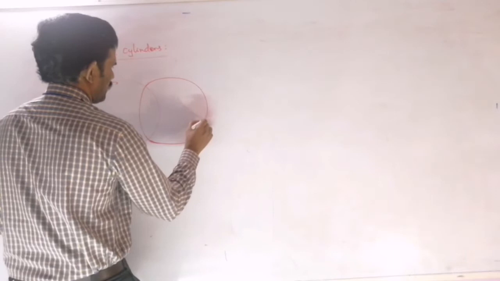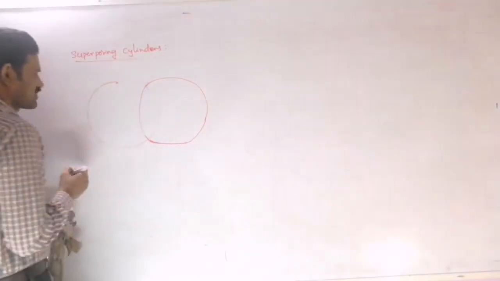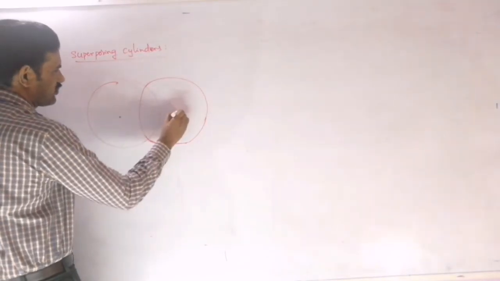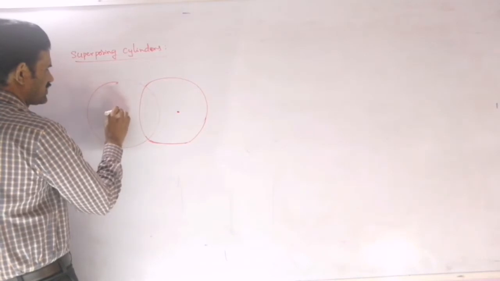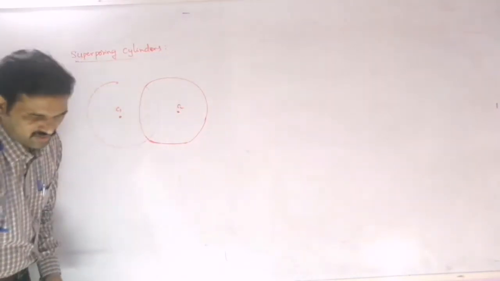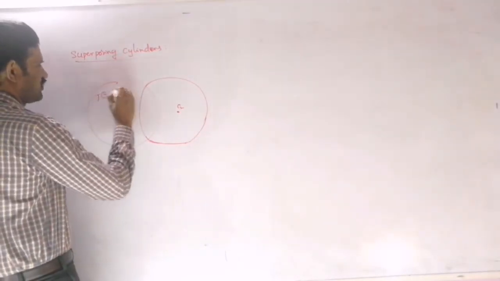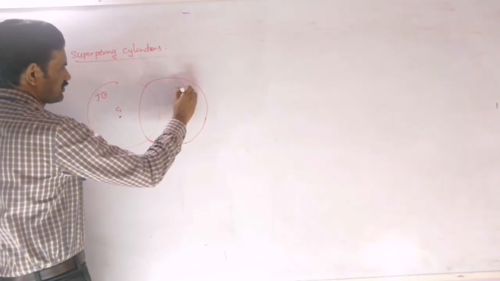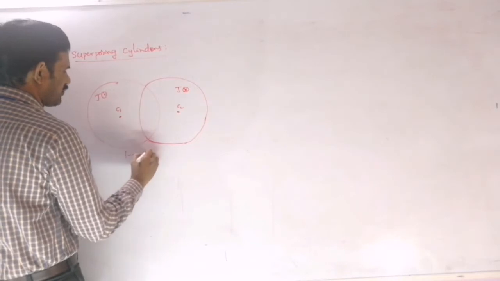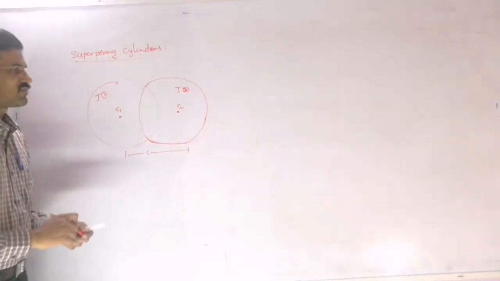Is it clear? So this is also an assumption here. We are assuming that two cylinders are superposing, and these cylinders have equal and opposite current densities. Suppose this is C1 and this is C2. These two have current densities in opposite directions. Suppose J is the current density out of the plane, then -J will be into the plane. And C1 and C2 are separated by a distance of C, we are assuming here, right?